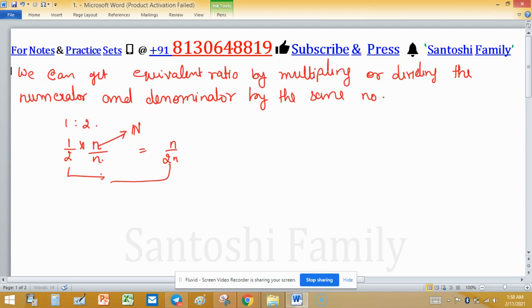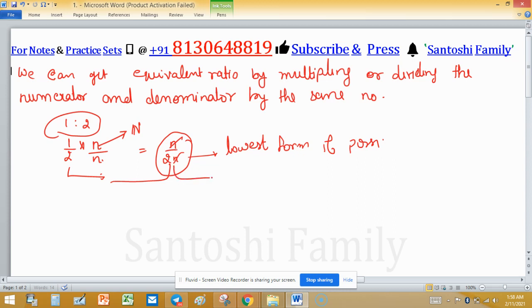It means you can change any fraction into lowest form, if possible. Because this is given in lowest form, you cannot reduce this one, but you can reduce here: n cancels out by n, and you will get 1/2, which means 1 is to 2. So this is the way of getting an equivalent fraction.